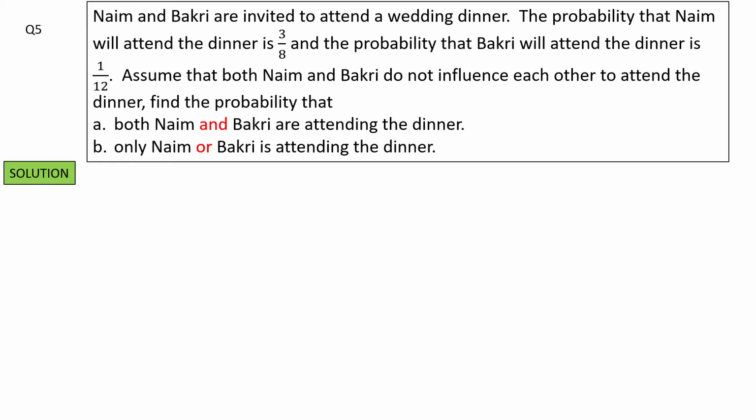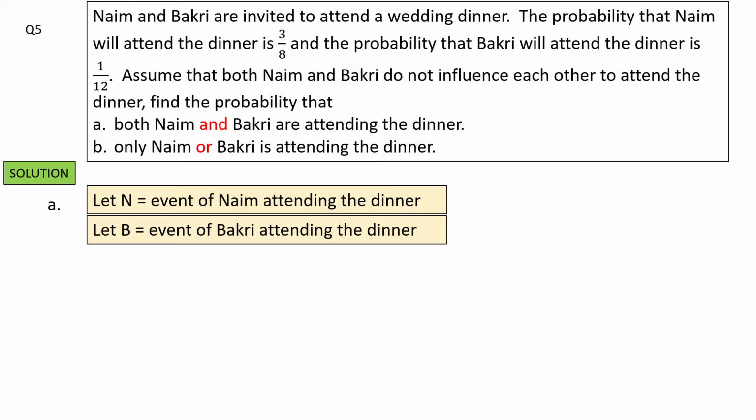Question 5. Naim and Bakri are invited to attend a wedding dinner. The probability that Naim will attend the dinner is 3 over 8, and the probability that Bakri will attend the dinner is 1 over 12. Assume that both Naim and Bakri do not influence each other to attend the dinner. Find the probability that both Naim and Bakri are attending the dinner.